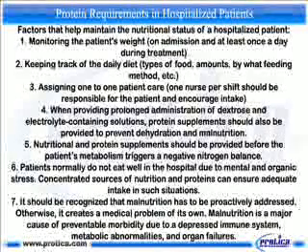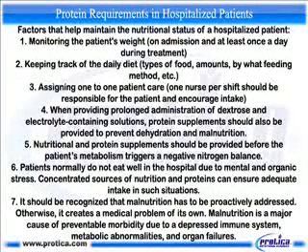Factors that help maintain the nutritional status of a hospitalized patient. 1. Monitoring the patient's weight, on admission and at least once a day during treatment. 2. Keeping track of the daily diet, types of food, amounts, by what feeding method, etc. 3. Assigning one-to-one patient care. One nurse per shift should be responsible for the patient and encourage intake. 4. When providing prolonged administration of dextrose and electrolyte-containing solutions, protein supplements should also be provided to prevent dehydration and malnutrition. 5. Nutritional and protein supplements should be provided before the patient's metabolism triggers a negative nitrogen balance.